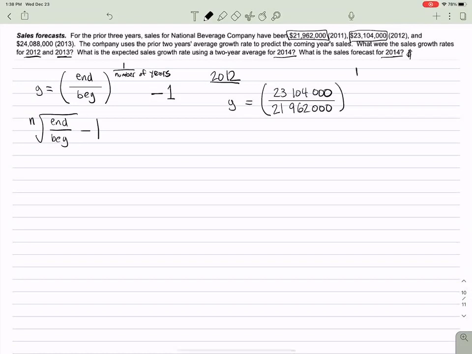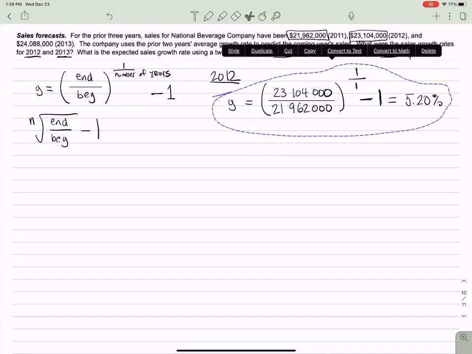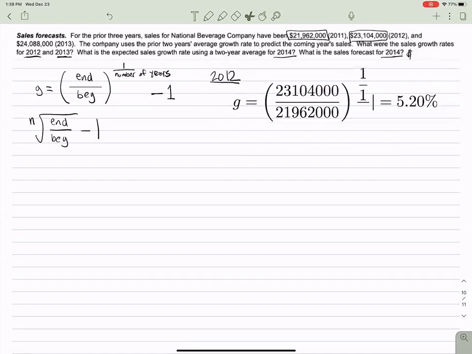Then we're going to raise to the 1 over. So in this case, it's only over 1 year, so the number of years is 1. So 1 over 1, nice calculation. And we're going to subtract by 1. So when we do the math, we should get 5.2%. Okay, let's see what happens if we try and make it a little more presentable. Not bad. I'll take it. Okay, this is just minus 1 to the 1 over 1.